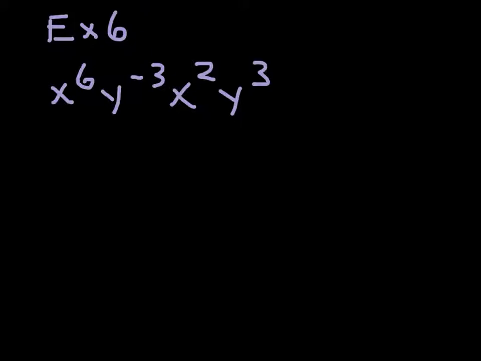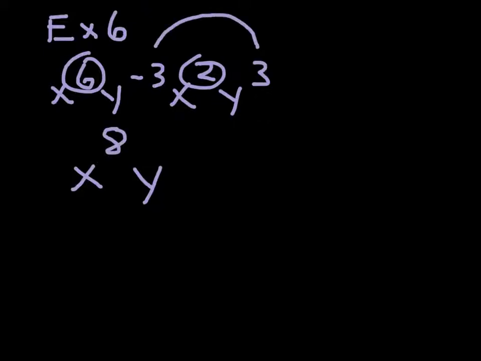All right, in example 6, same type of problem. How many x's, how many y's do I have? Now let's multiply the powers by adding the exponents. So let's do the x's. What's 6 plus 2? Well, that's 8. Now let's take the y's. Something interesting happens here. What's a negative 3 plus 3? 0. But we can simplify this a little further, right? Because we know what y to the 0 power is. We know that anything to the 0 power is simply 1.